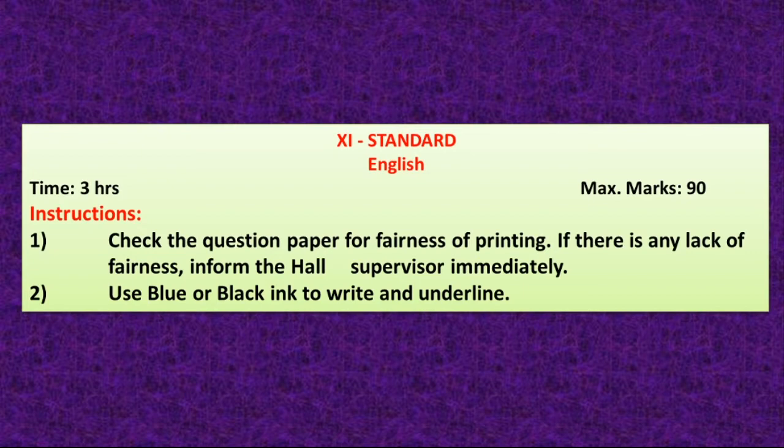The first instruction: check the question paper for fairness of printing. If there is any lack of fairness, inform the hall supervisor immediately. Okay, that will all be informed to you later, or you will understand by yourself. The second most important instruction is to use blue or black ink to write and underline. Is it clear, students? You have to use any one of the pens, blue or black. Don't mix up both the colors.